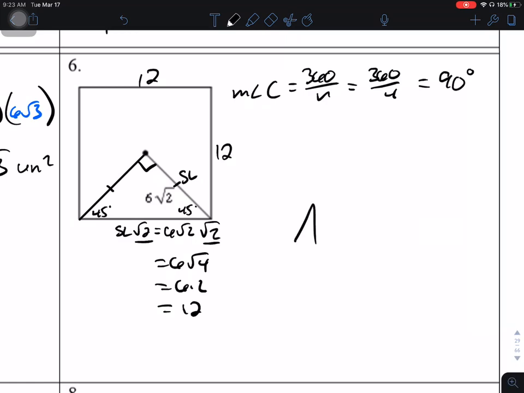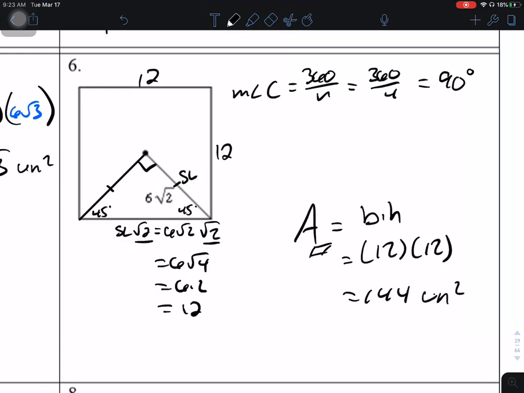So I'm not going to mess around with the area of a regular polygon. I'm going to use area of a quadrilateral, which is base times height, which is 12 times 12, which is 144. We don't have any units, so we'll just call them square units.